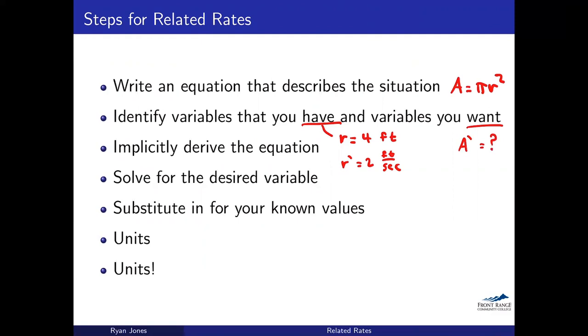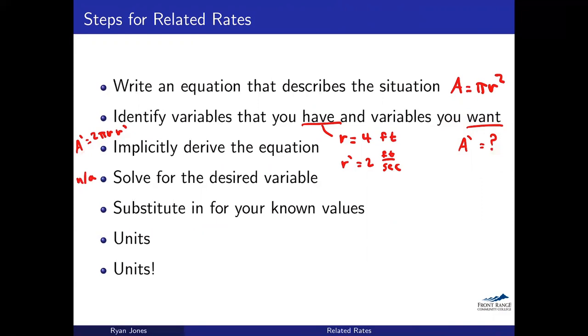Then we implicitly differentiate the equation. A prime was equal to 2 pi r r prime. So we did that work already. Then we solve for the desired variable. In the case of this problem, we didn't even have to do anything there. It was already solved for A prime, which is the variable that we wanted. We've got this list, and we say A prime is what we want. And in this case, we don't have to do that step because it was already solved for A prime. So that's N/A.